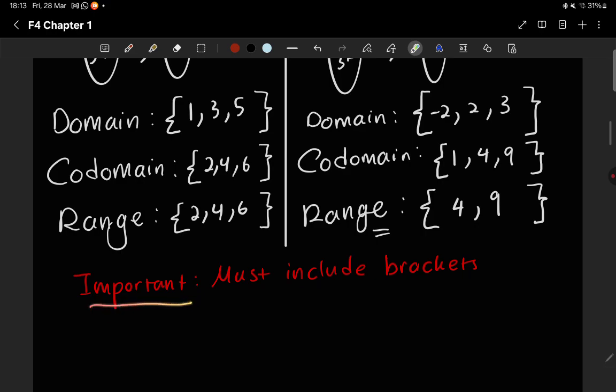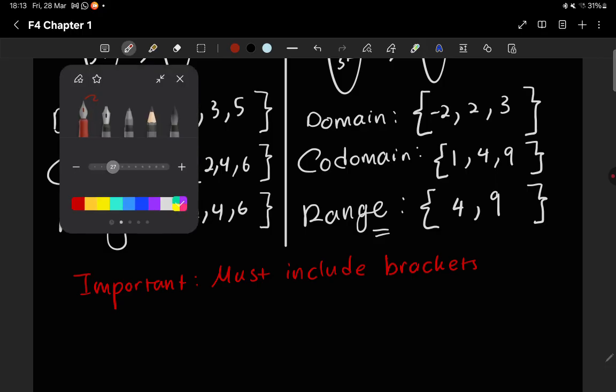And an important tip that you should remember is whenever you're given a question to write down the domain, codomain, or range, you should never forget to include the brackets or these curly braces. They are really, really important, and you cannot forget them. If you were to forget them, you'd lose marks and you just get the question wrong.